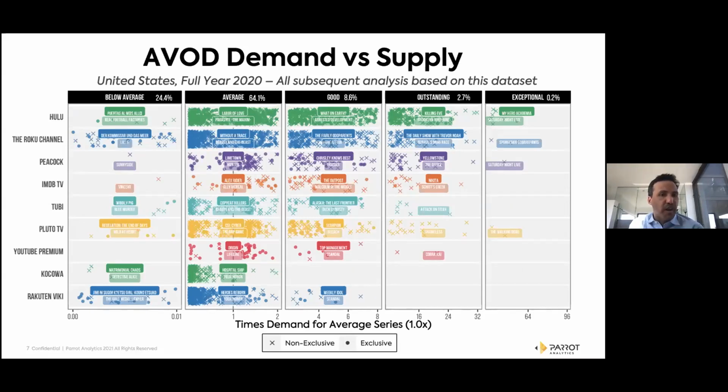So this gives you, again, a quick perspective of what the positioning of each of these platforms is, in terms of the supply of content that they bring to the table, and also what the level of demand is that each of these titles is getting.